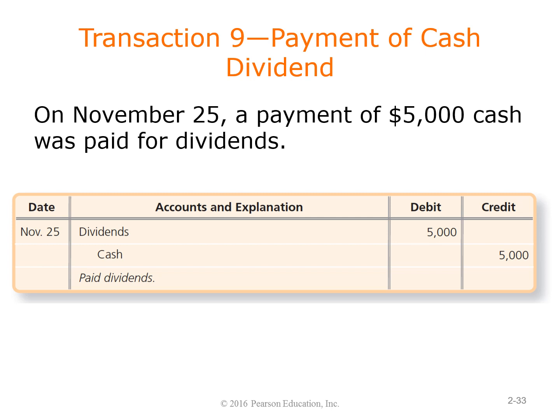Payment of cash dividend. On November 25, a payment of 5,000 cash was made for dividends, so the dividend has increased, the distribution has increased, and the cash decreased because you paid it.